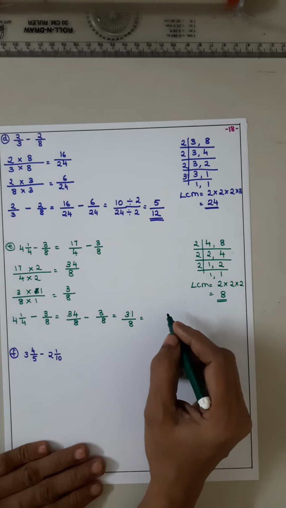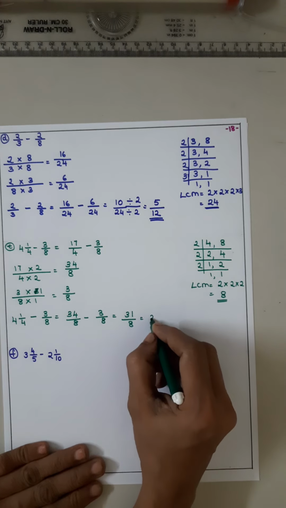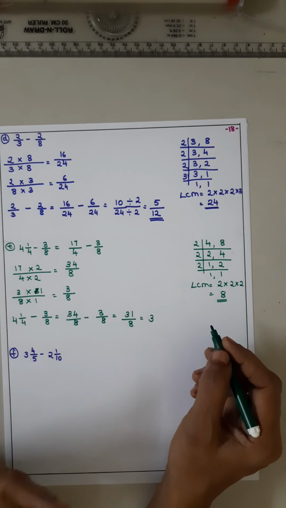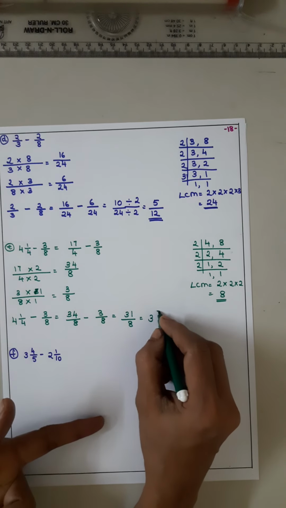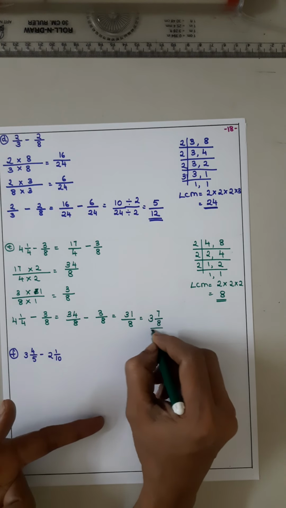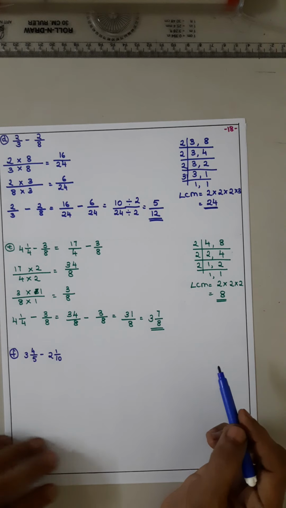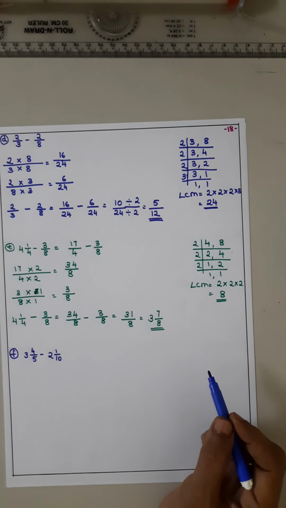So it is how much? 8 3s are 24, 25, 26, 27, 28, 29, 30, 31. है ना। सो आप लोगों को कितना मिला? 3, 7 by 8. Now coming to question number F.